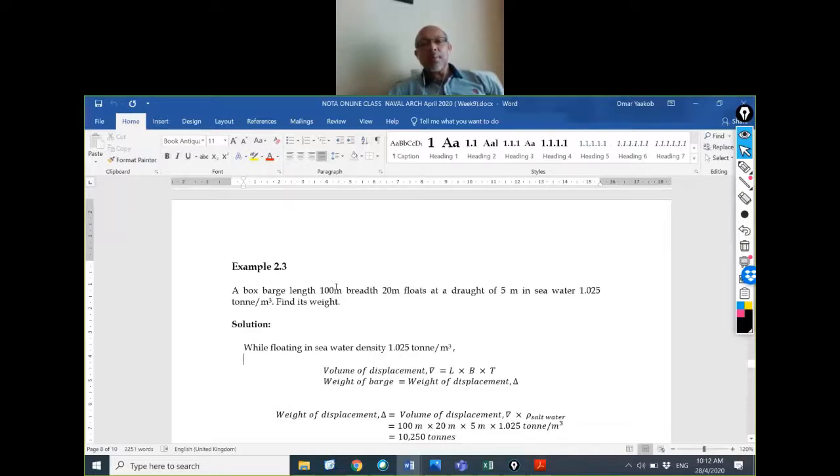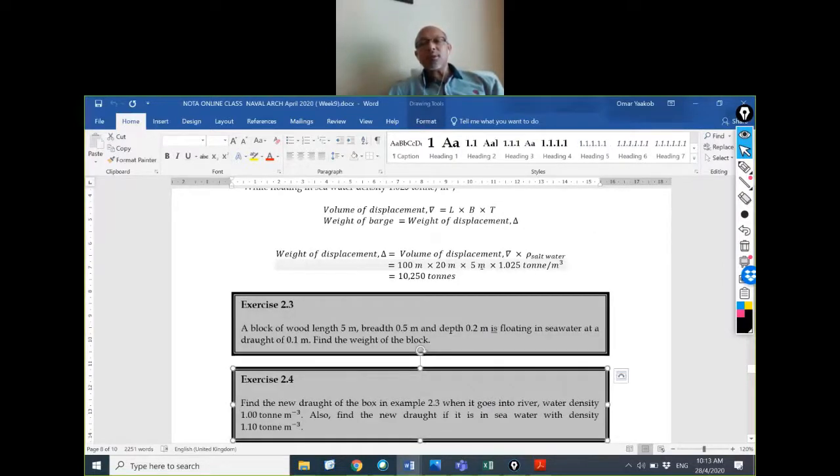So this is the example. We found the barge, 100 times 20, floating at a draft of 5 meters. Automatically, we know the displaced volume is 100 times 20 times 5. Remember, we're using draft here, not depth. Depth is the total depth up to the deck. What we're talking about here is the underwater volume, which is up to the draft. So we know the displaced volume is 100 times 20 times 5, multiplied by 1.025 ton per meter cube, which is seawater density, and we got 10,250.